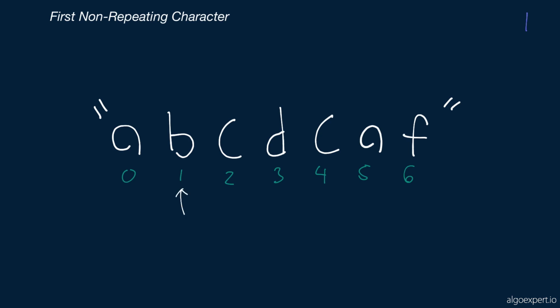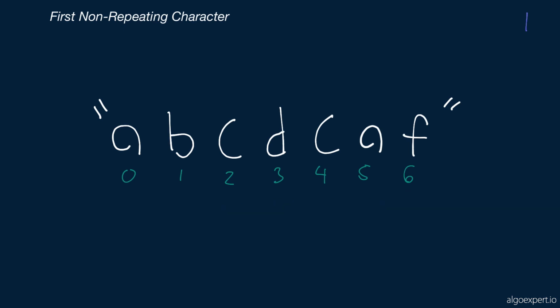The reason we should return 1 is because this is the index of the first character going from the left to the right that is non-repeating. If we're looking at this string, the repeating characters are A, because A occurs a second time over here at index 5, and C, because C occurs a second time at index 4. The non-repeating characters in this string would be B, D, and F, but the reason we are returning 1 is because B is the first character that we find when traversing from left to right that is non-repeating. So that is what we are being asked to do.